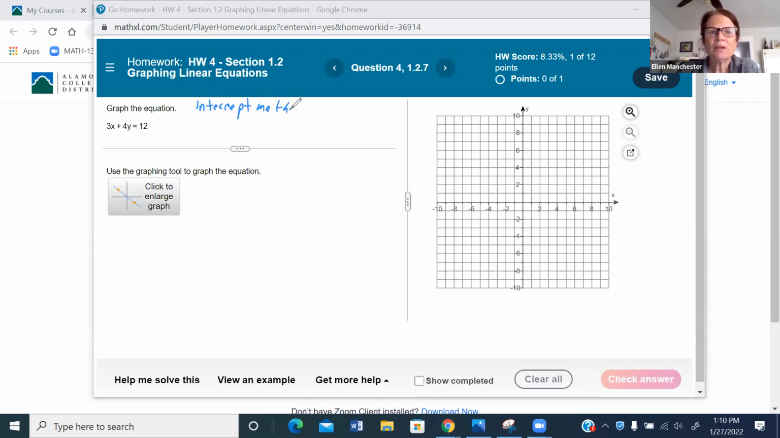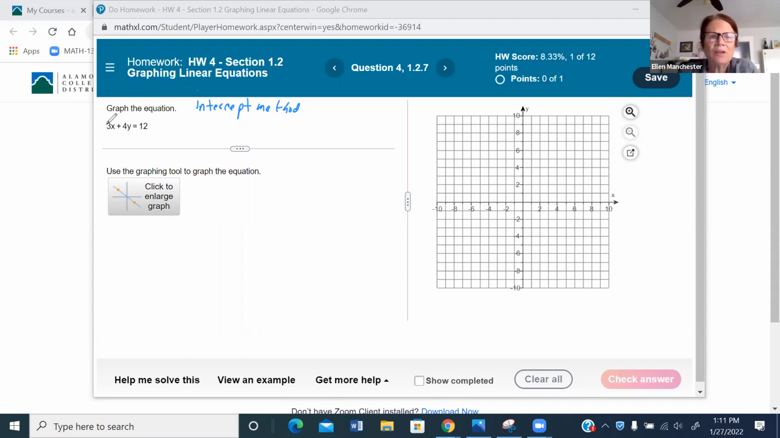And what that means is I am finding the x-intercept and the y-intercept. In other words, I'm finding the point where the line will cross the y-axis and the point where the line crosses the x-axis. In order to do that, I use what's called the cover-up method. If you need to review that, there's a video called the cover-up method.